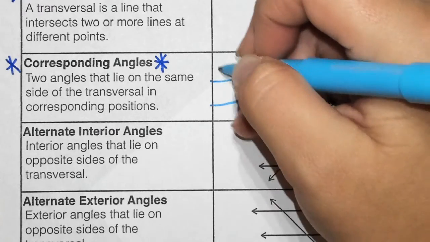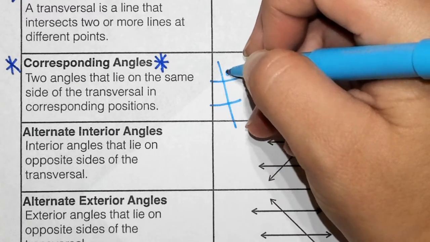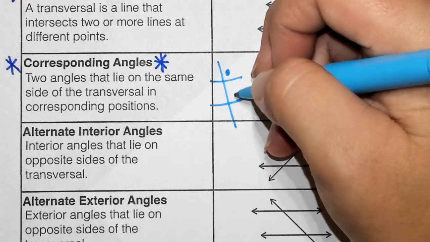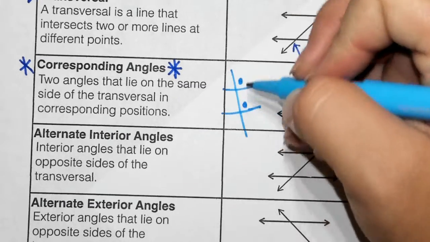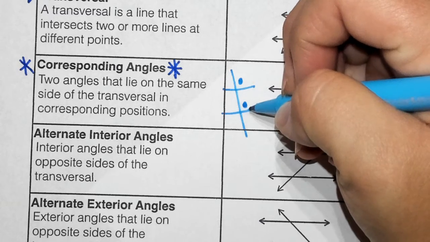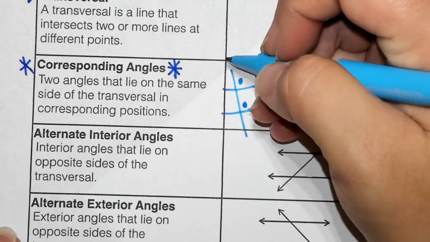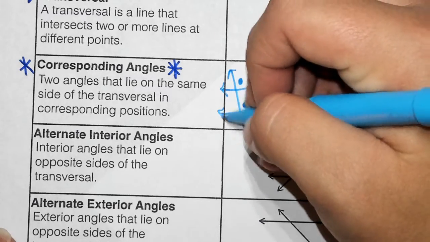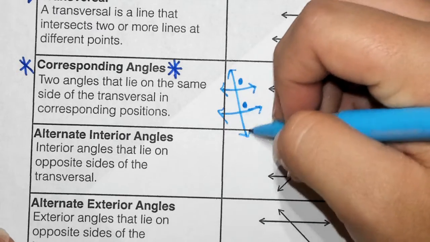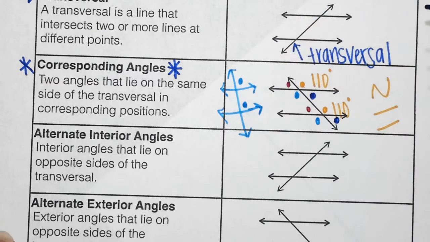I feel like I've confused your picture now. So know that corresponding, they're on the same side of the transversal, but they're in the same position on the other line. Okay, we're going to practice. Don't touch your Skittles yet. Don't touch them.